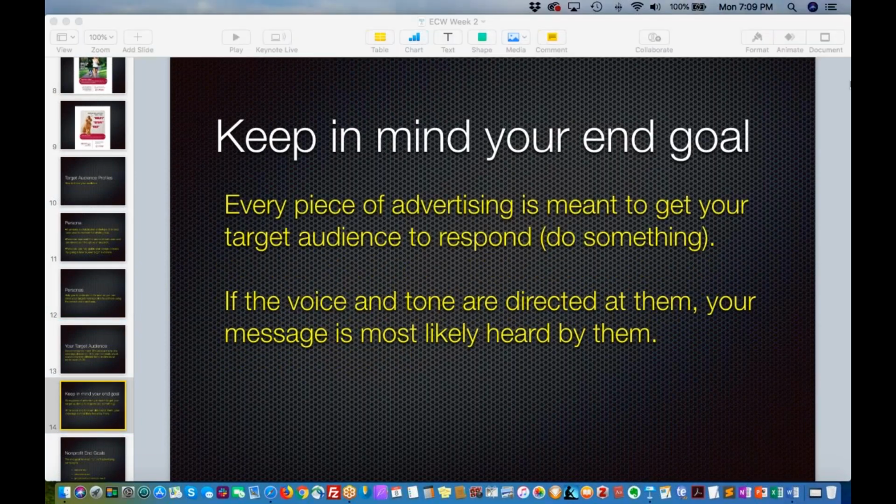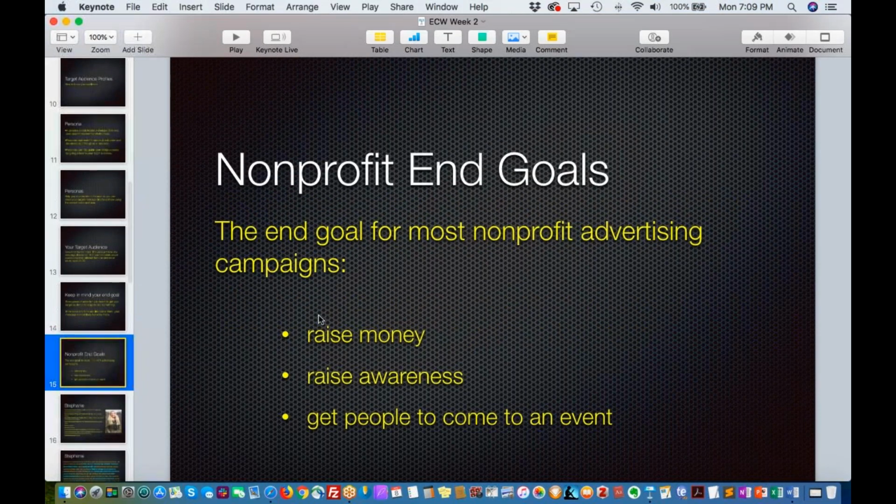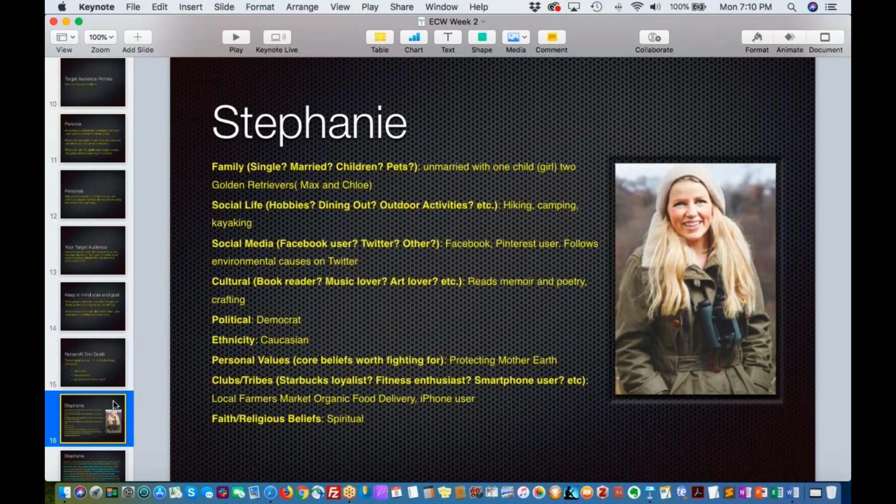So remember, every piece of advertising is meant to get your target audience to respond, to get them to do something. You're probably raising money for your nonprofit. So the nonprofit is asking you to create this magazine print ad campaign so that they can raise money. So you have to make sure the voice and tone are directed at that target audience. So this is where your personas come in, because your personas are going to help you understand how to address this idea of raising money, getting the people to raise awareness, to use the services of the nonprofit, because you really understand who these people are.